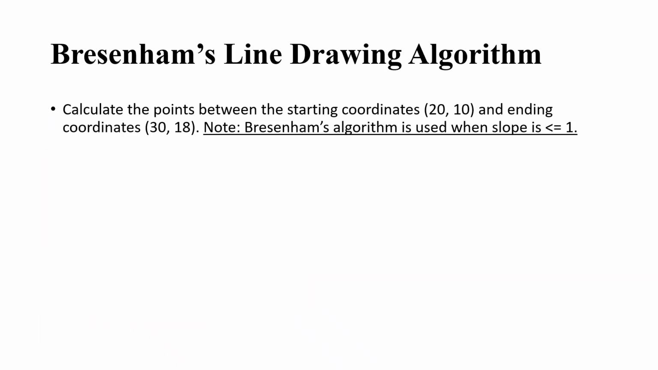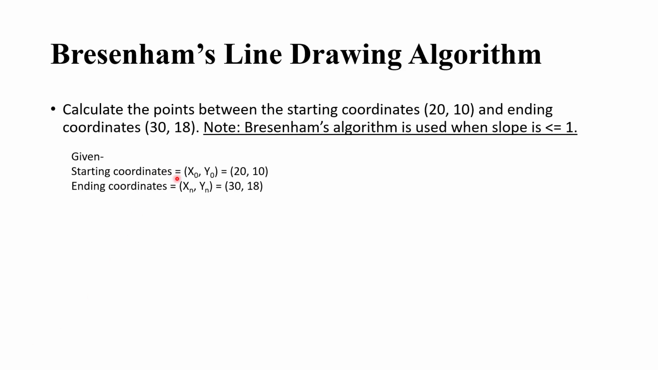So here is the example. Calculate the points between the starting coordinate, that is 20, 10, and the ending coordinate 30, 18. There is an important point to be noted. Always, this Bresenham's algorithm is used when the slope is less than or equal to 1. So remember, only when the slope is less than or equal to 1 can your Bresenham's algorithm be used.